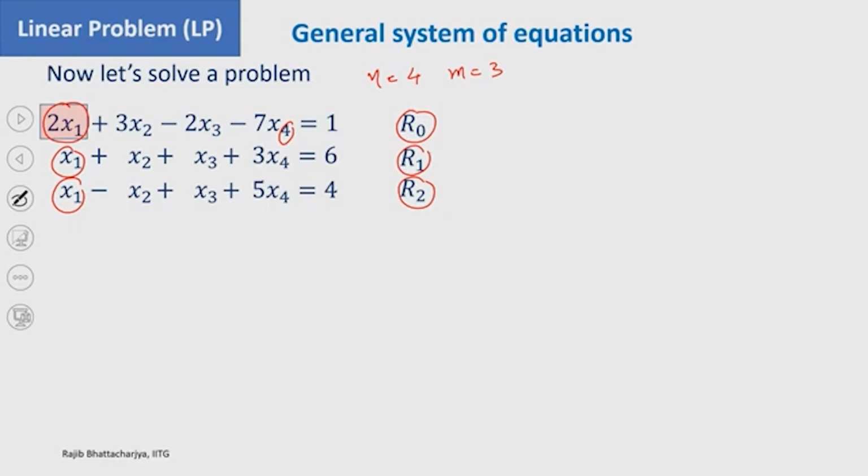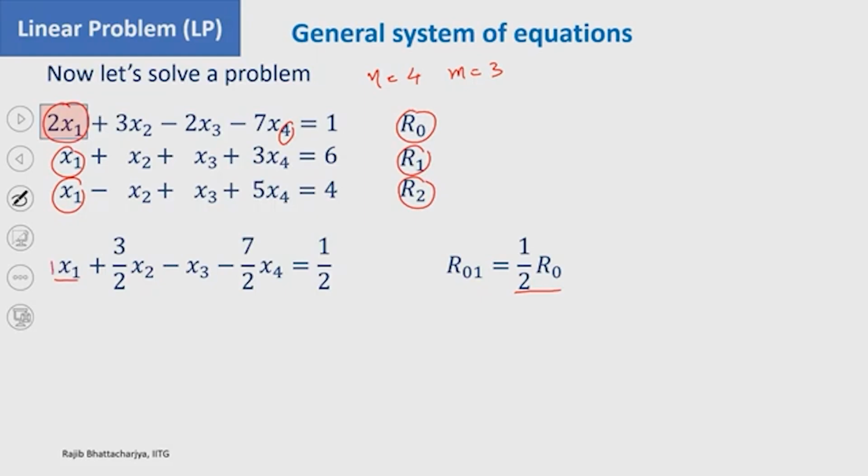So, I take this variable x 1 in equation 1, and I have divided this equation by 2, that means I have multiplied the entire equation by half. So, this will be x 1, and now the coefficient is 1 here. This is 3 by 2, then x 3 divided by 2, and this is minus 7 by 2 x 4, and the right hand side is half.